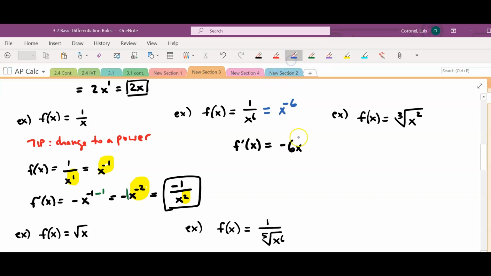So remember, we started with a negative 6, but I want to emphasize something for you. You always have to subtract 1 from the power. So negative 6x to the negative 7. And if I were to rewrite this one more time, negative 6 over x to the 7th power.